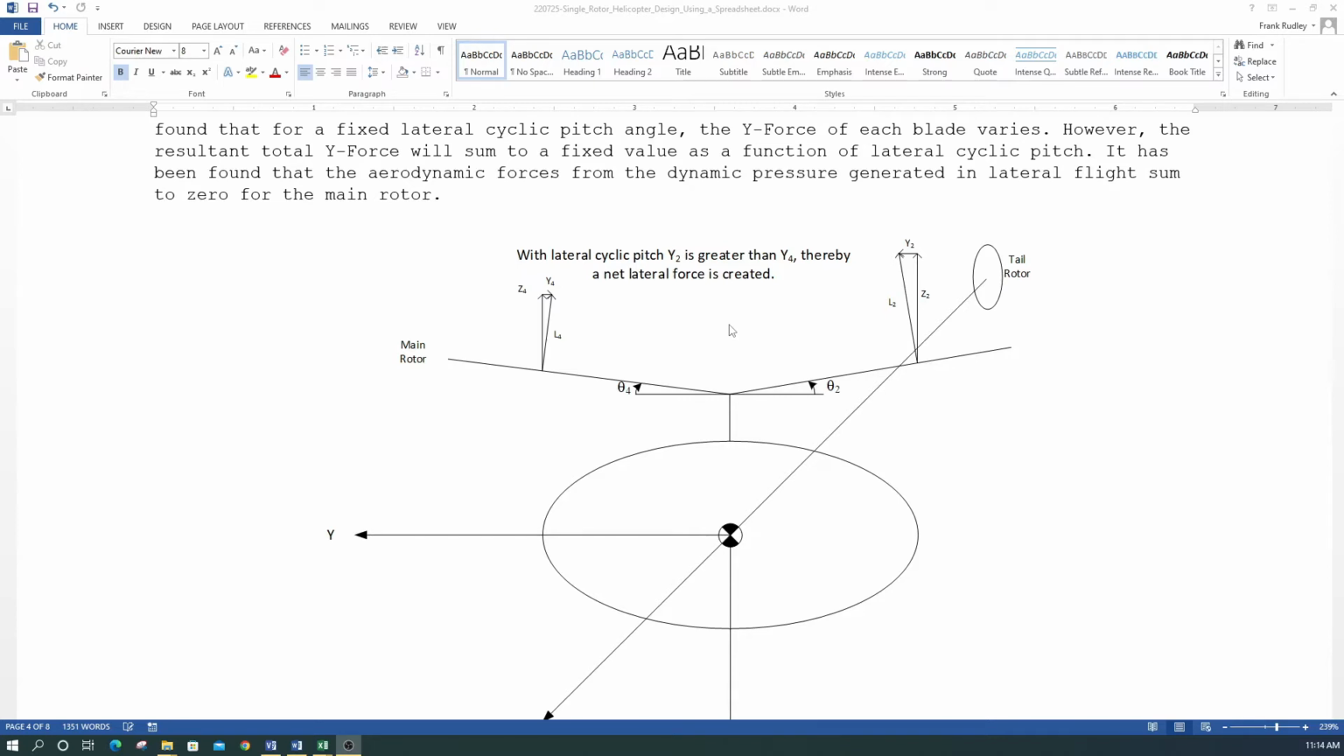The picture is a little confusing. We see it going to the left, but because we're looking into the nose, it's moving the opposite direction from what we perceive. But anyway, this would be considered going right relative to the body axis of the aircraft. So with a lateral cyclic pitch, y2 is greater than y4, thereby a net lateral force is created, which would move this helicopter to the right. Now if we wanted to go to the left, we would put an opposite lateral cyclic pitch in, which would cause this blade to come up and this one to go down, and that would cause y4 to be greater than y2, which would move to the left.